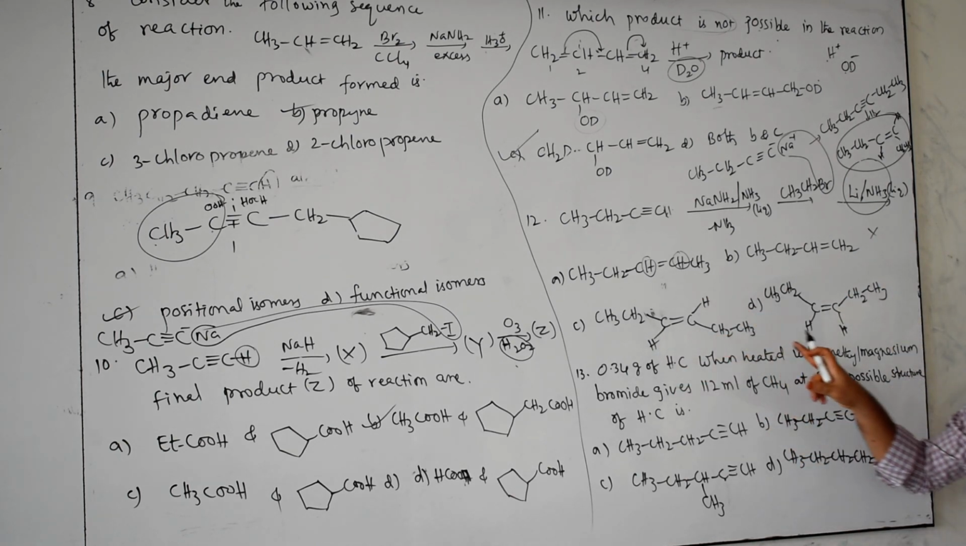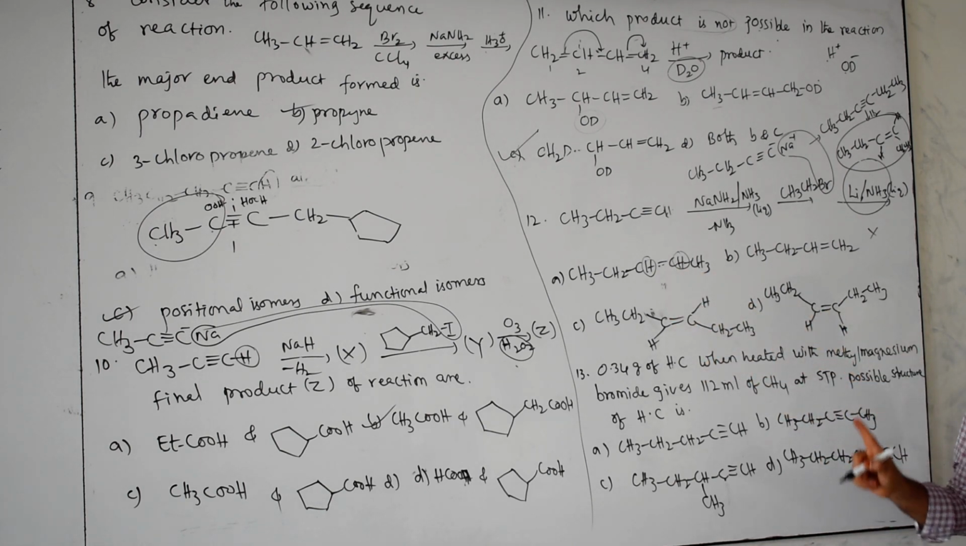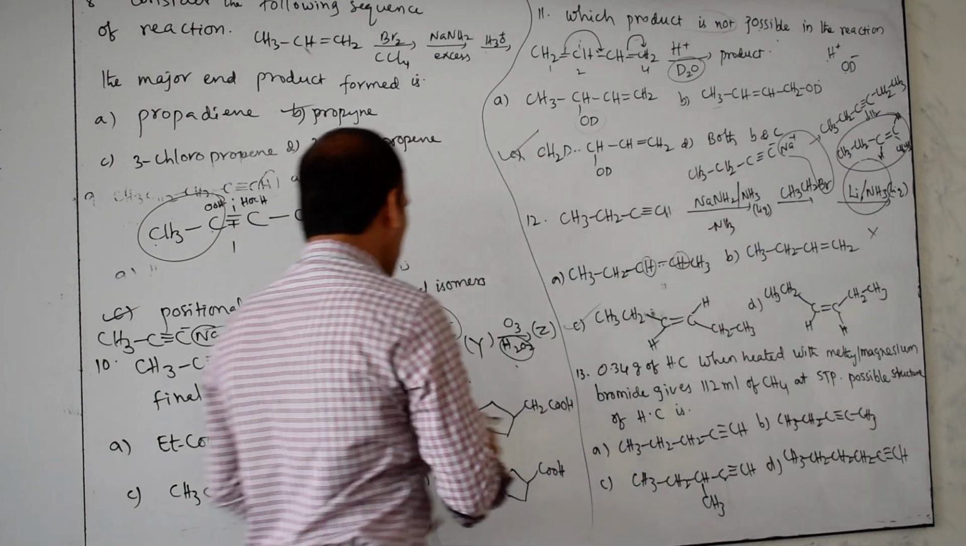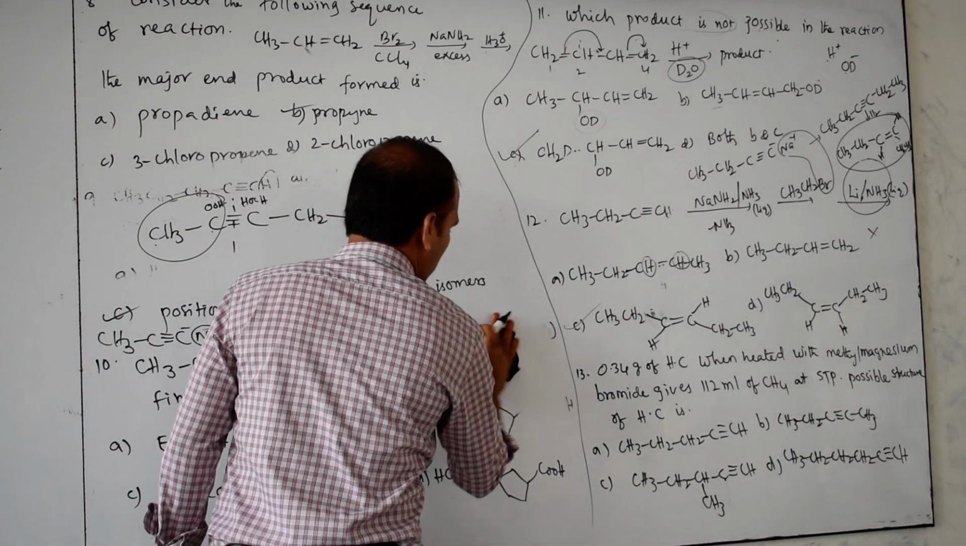Here what is there? Trans is there. Here what is there? Cis is there. Then these three may be the answer, but which is the correct answer? Trans is the correct one. Therefore this is clear. Now the last question, read first what they have given.